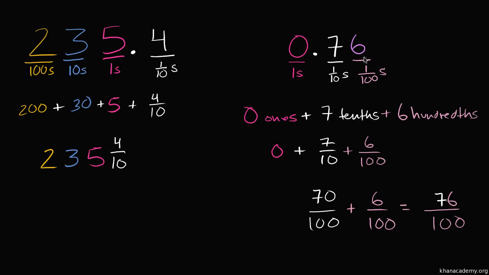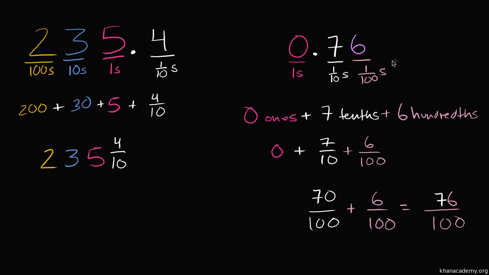So this number up here, a lot of people might say 0.76, or they might call this 76 hundredths. This is the hundredths place. This is the tenths place. But each tenth is worth 10 hundredths. And you see that, you could either view this as 7/10ths, or you could view it as 70 hundredths. So this is 76 hundredths.